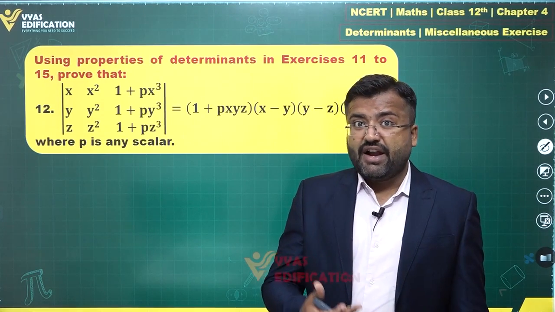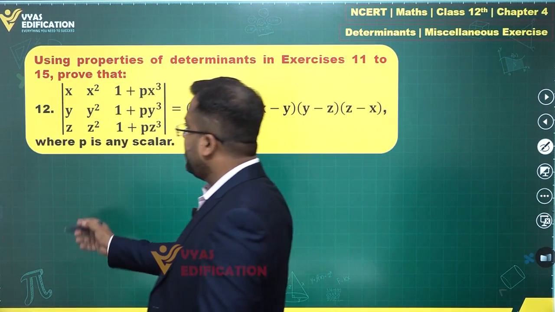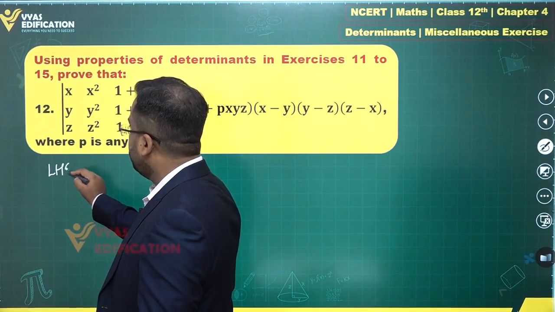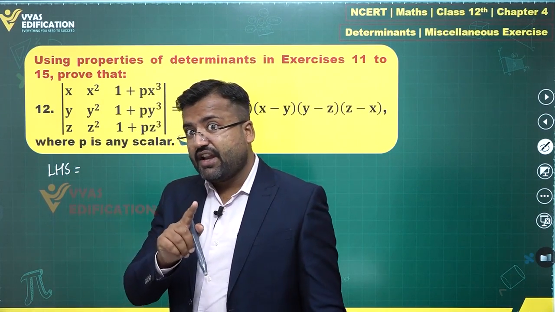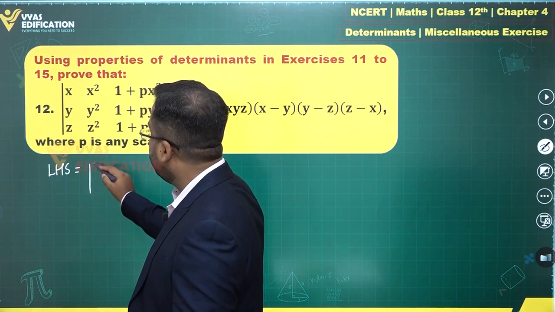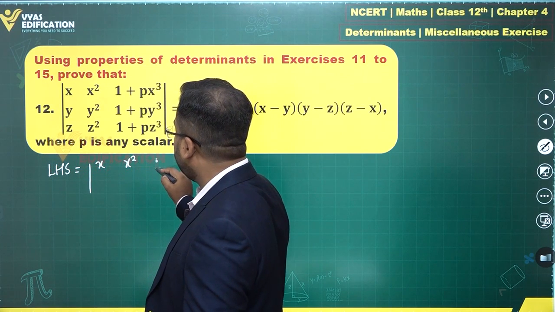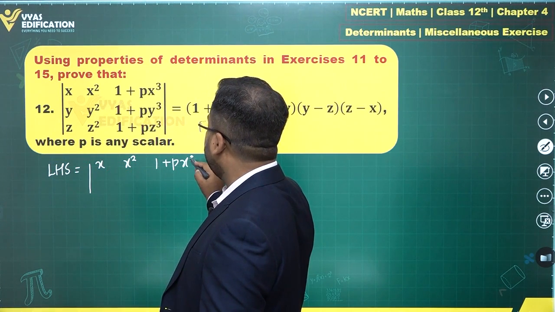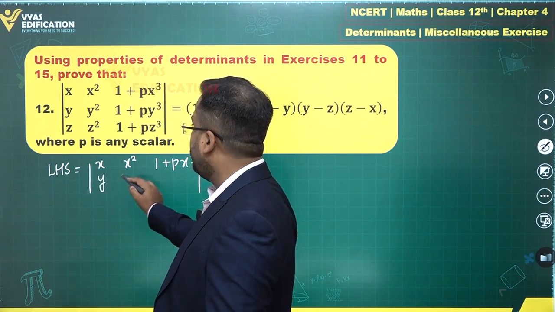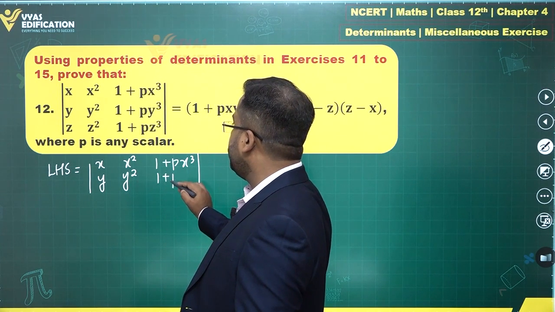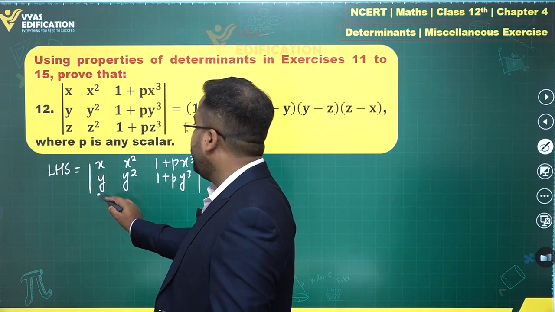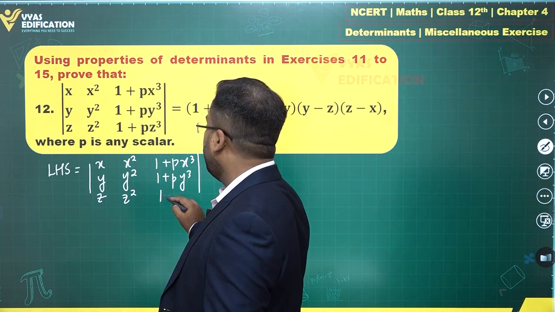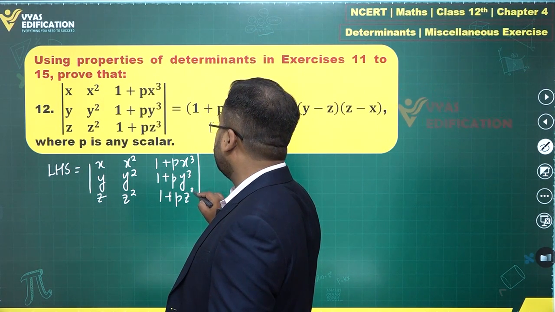Yes. So can I split my determinant as this? In the LHS, this step is very, very important. Please focus on this step. I have x square and 1 plus p x power 3. Similarly, y square, 1 plus p y power 3. And z square, 1 plus p z power 3.